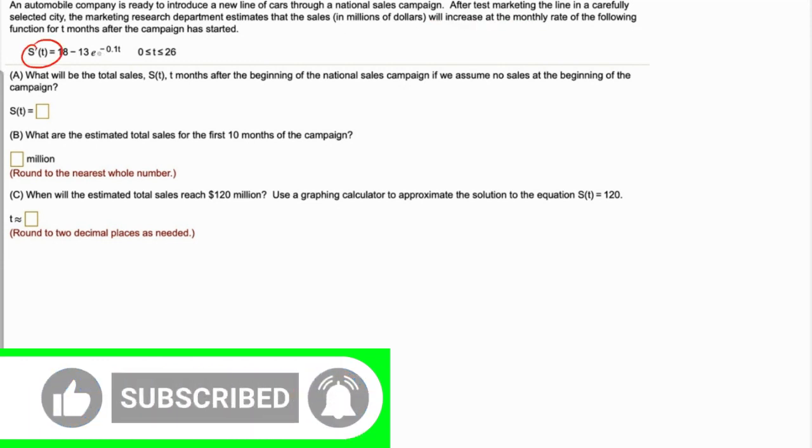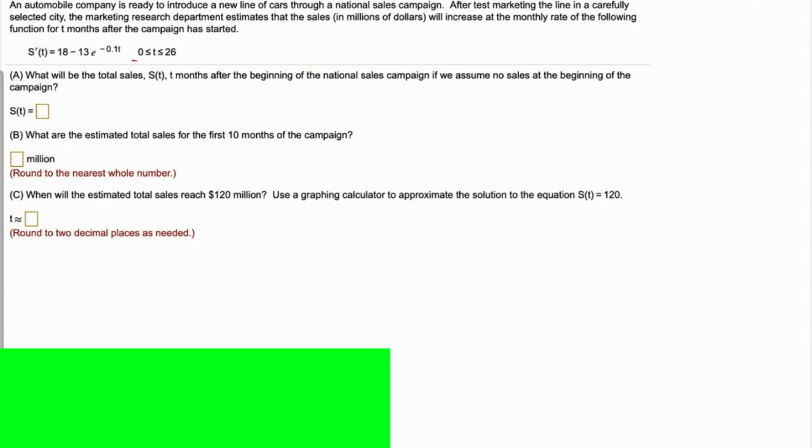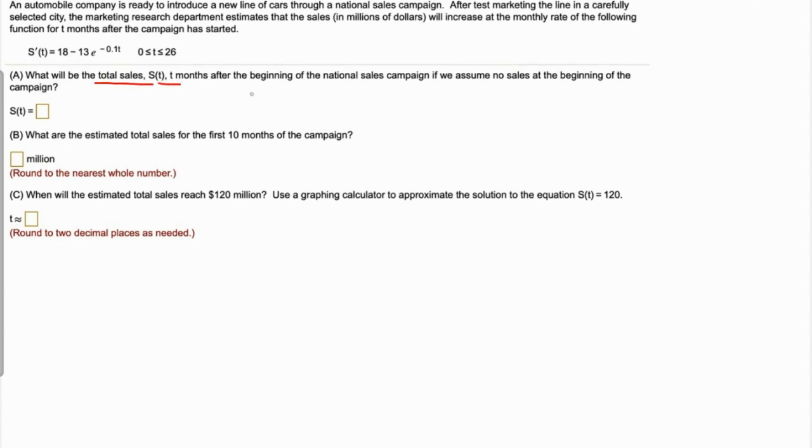That is given as S prime t, which is 18 minus 13 times e raised to negative 0.1 t, where t is between 0 to 36. So what will be the total sales t months after the beginning, if you assume no sale was there at the beginning? So all we need to do in part A is integrate both the sides, right? And that too from 0 to t, because it's given that initially there were no sales.